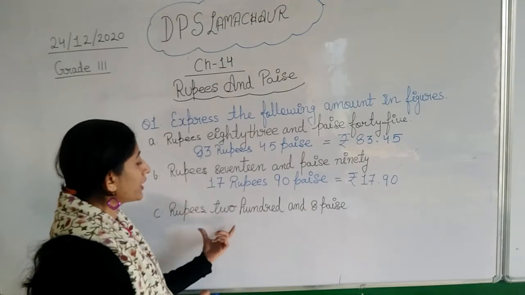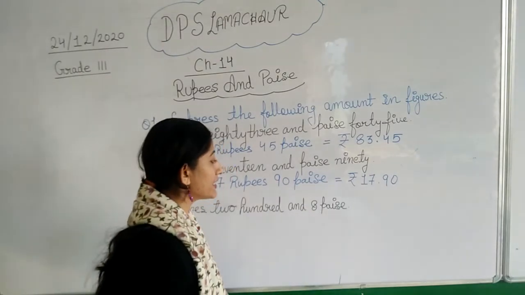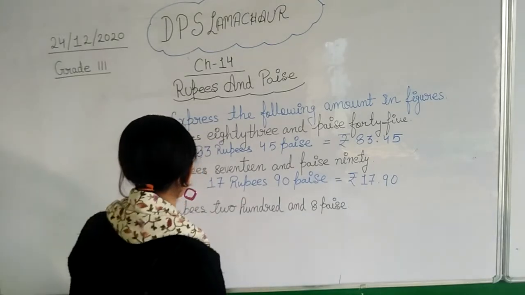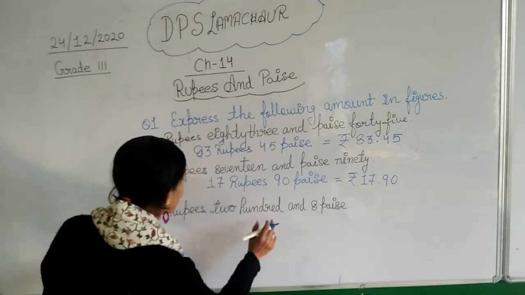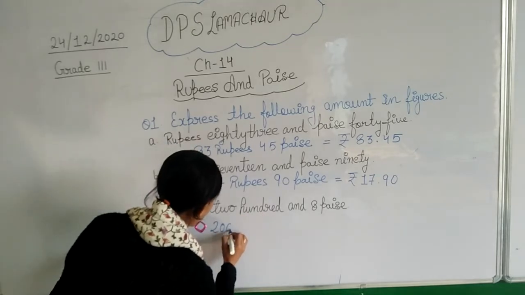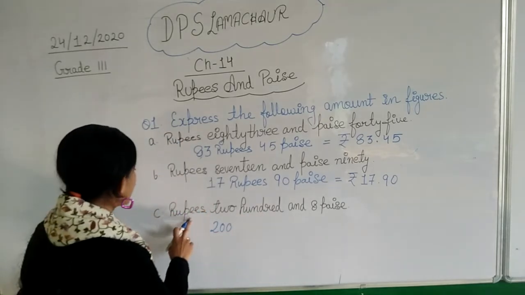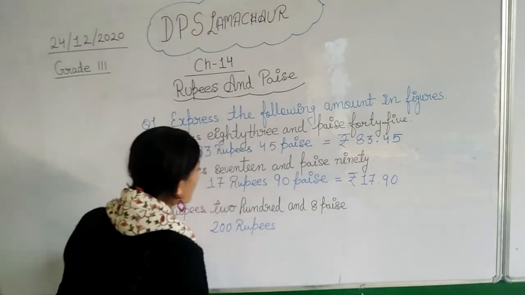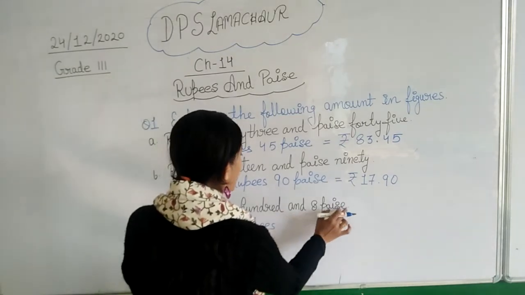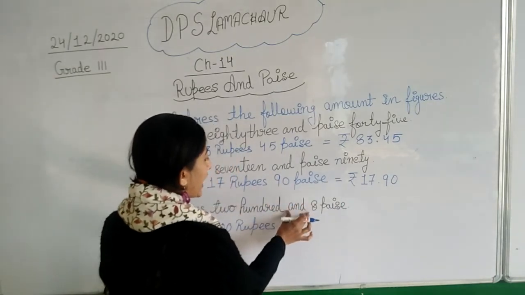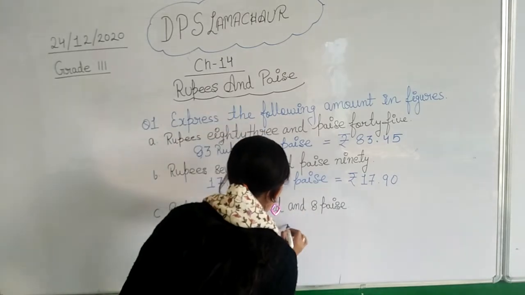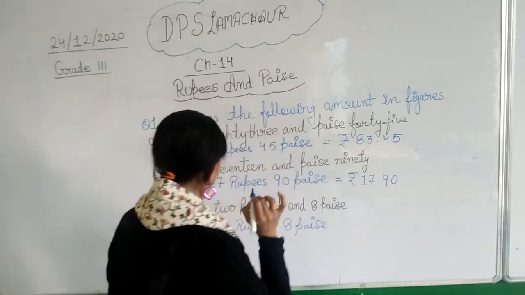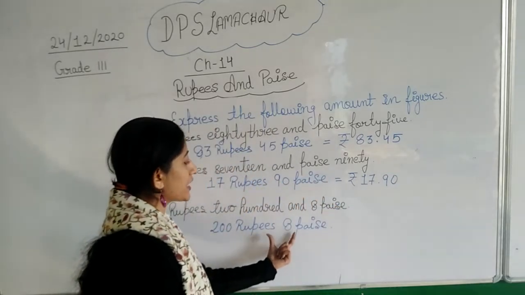Now it is rupees 200 and 8 paise. What is given? Rupees 200 and 8 paise. So how will we write? Again, first we will write 200, then we will write rupees. RUPEES, rupees and 8 paise. Now we have to remove this 8 from here and we will put 8 paise. PAISE, 8 paise. This is 200 rupees 8 paise.